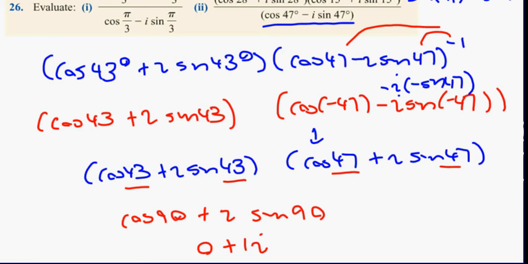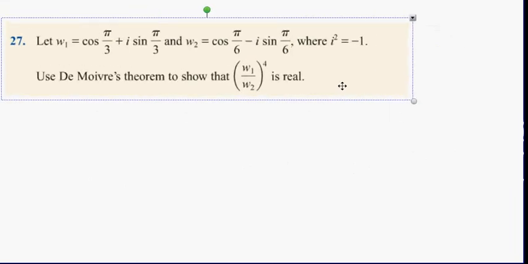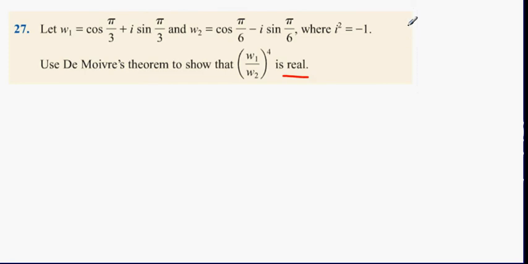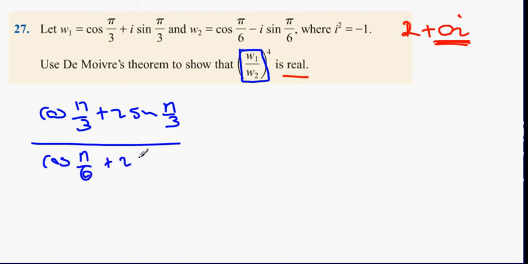Okay, moving on to 27. Now, number 27, we know what w1 is and we know what w2 is, and we need to show it's real. Real means no imaginary number, so something like, for example, 2 plus 0i is a real number. The imaginary component has to be 0. So that's w1 over w2. w1 is cos pi over 3 plus i sin pi over 3, and that's going to be all divided by cos pi over 6 plus i sin pi over 6.